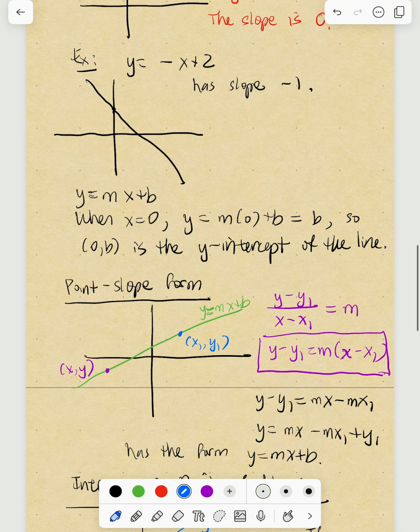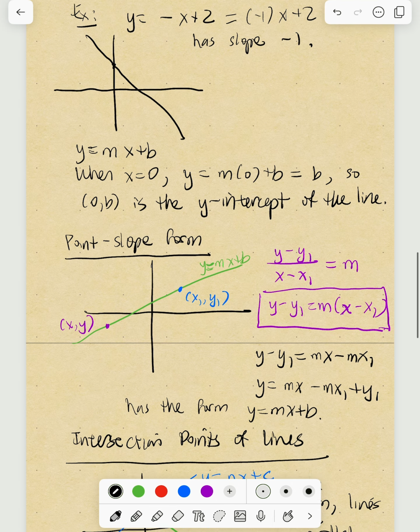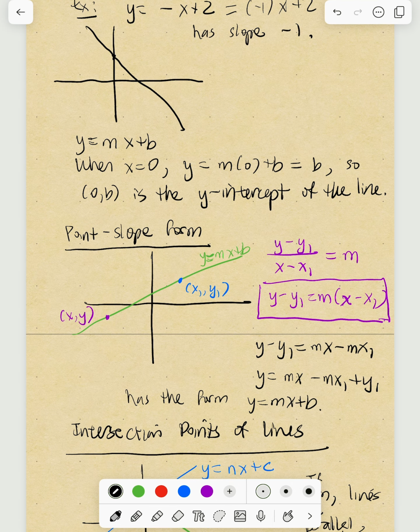Let's look at another example. y equals negative x plus 2. Well, that has slope negative 1 because this is the same as negative 1x plus 2. Alright, let's interpret b. So we have an interpretation of m. It measures the steepness of the line. And this is only when your line is not vertical, because if you have a vertical line, the slope is undefined.